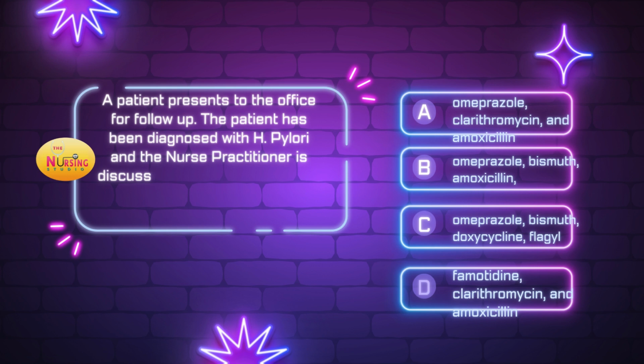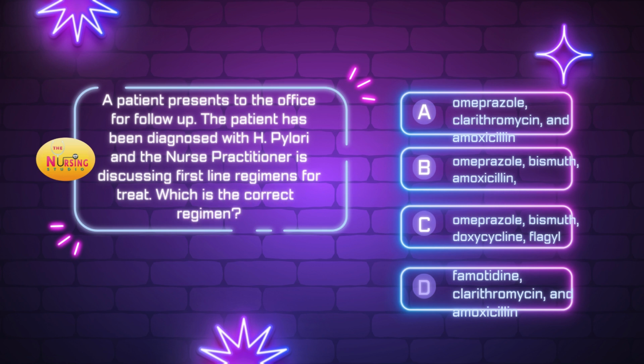Is it A, omeprazole, clarithromycin, and amoxicillin? Is it B, omeprazole, bismuth, and amoxicillin? Is it C, omeprazole, I'm supposed to say Pepto-Bismol because I always mess up that word, doxycycline and Flagyl, or D, famotidine, clarithromycin, and amoxicillin?